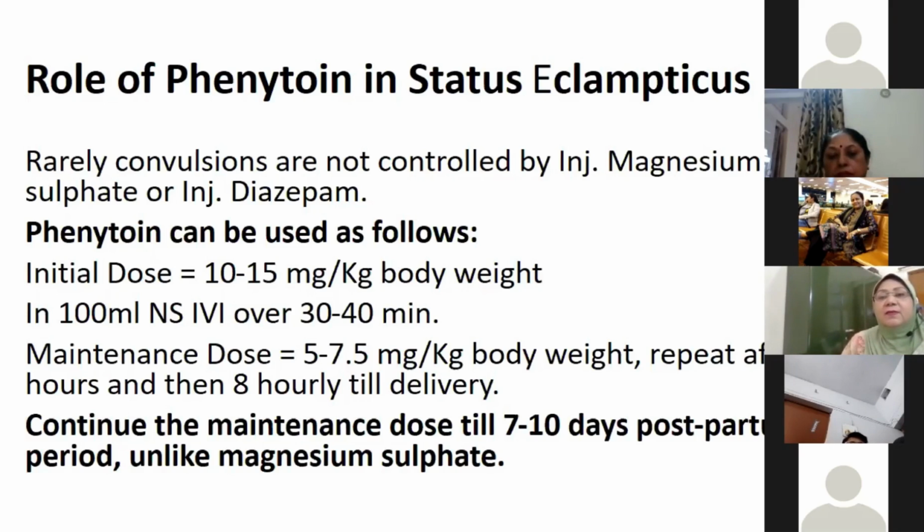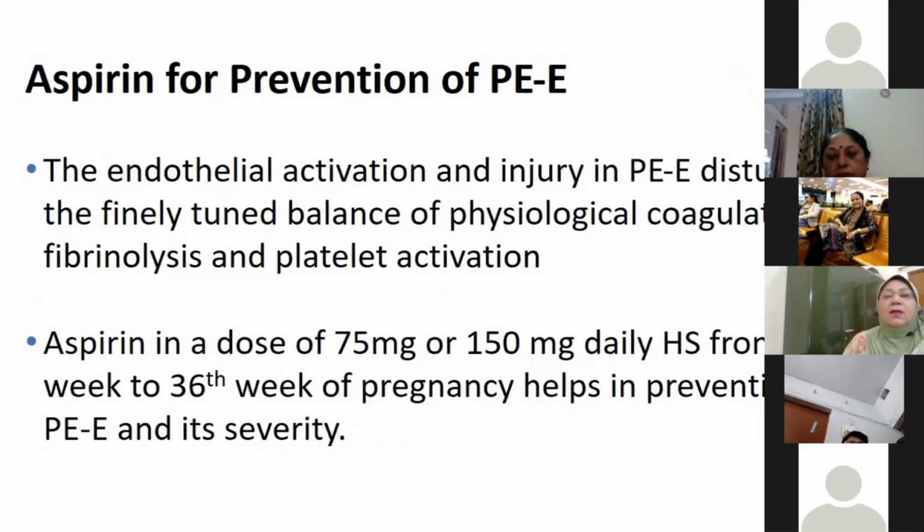Again, we have used a lot of aspirin, and studies have been done on thousands and thousands of women, and they have found that aspirin is beneficial because it improves the endothelial dysfunction that is happening, and the platelet function as well. And 75 milligram to 150 milligram daily from 13th to 36th week of pregnancy. So that is the change here. Earlier we were saying that it should be given till 34 weeks of pregnancy, but now we continue it till 36 weeks.